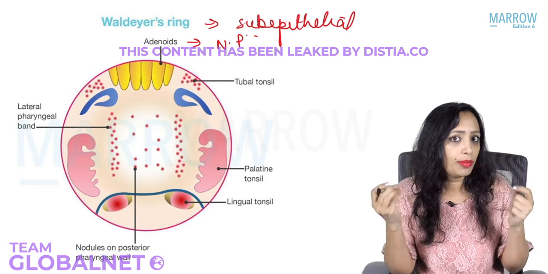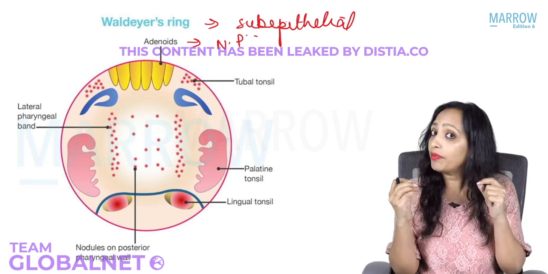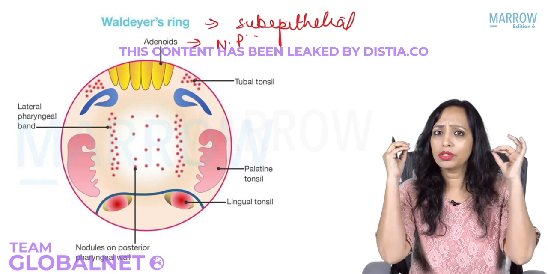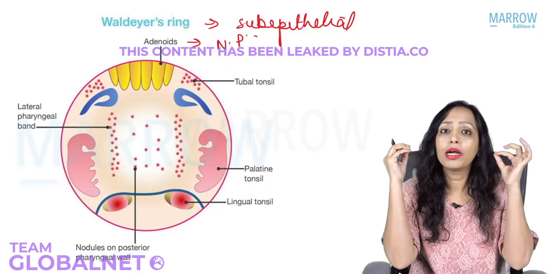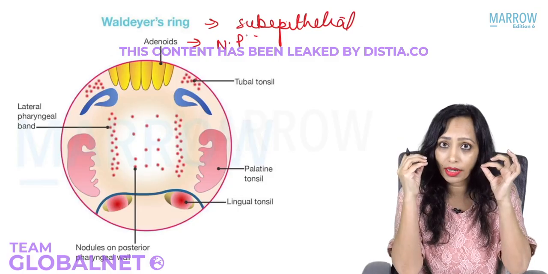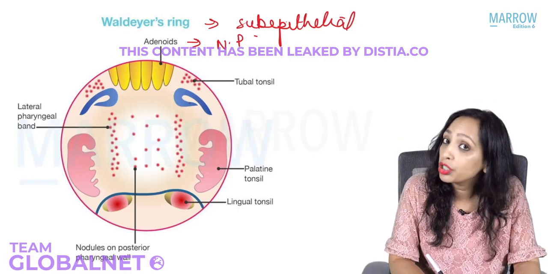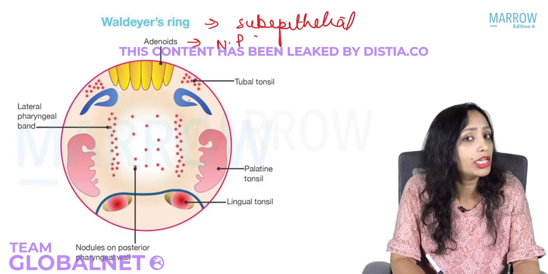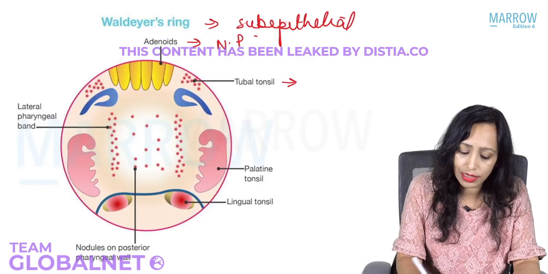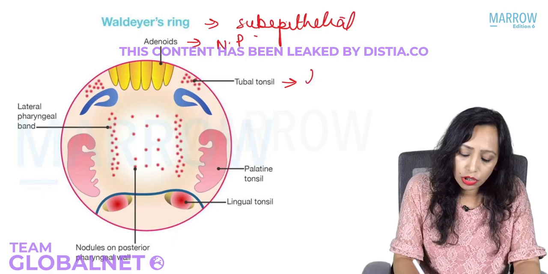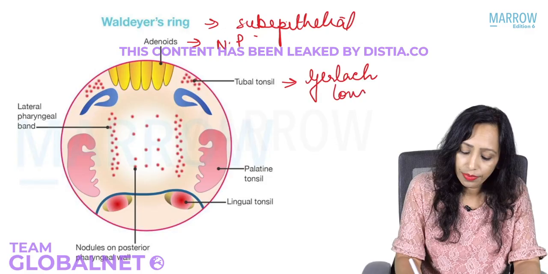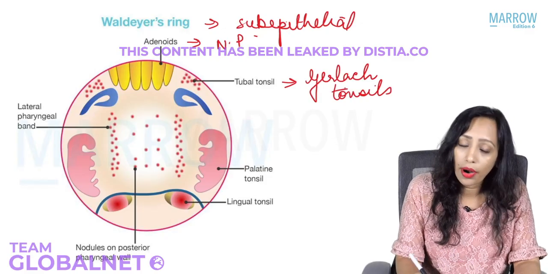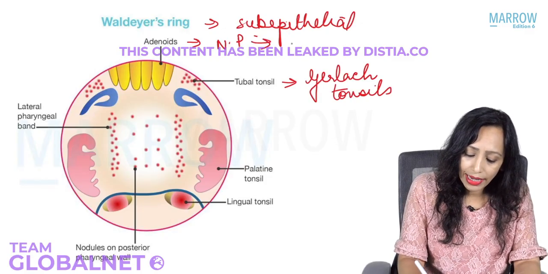Now coming more laterally, behind the eustachian tube opening. We saw that the eustachian tube connects the middle ear to the pharynx. Which part of the pharynx? To the nasopharynx. Where the eustachian tube opens, behind that we have a collection of lymphoid tissue. They are known as tubal tonsils. The tubal tonsils are also known as Gerlach tonsils. The adenoids are also known as Luschka's tonsils.